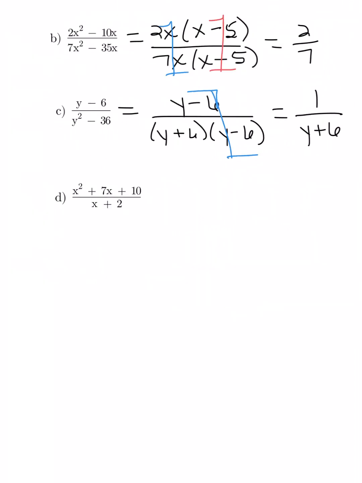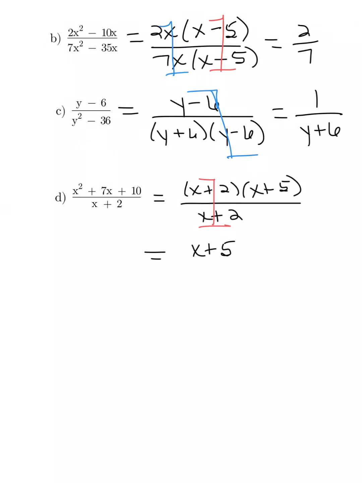On D, we have a numerator that factors. X squared plus 7x plus 10 factors into x plus 2 times x plus 5. We have a denominator that does not simplify. It's simply the quantity of x plus 2. But we do have a matching quantity here of x plus 2 over itself. So that equals the 1. And we are now left with x plus 5 in our numerator.